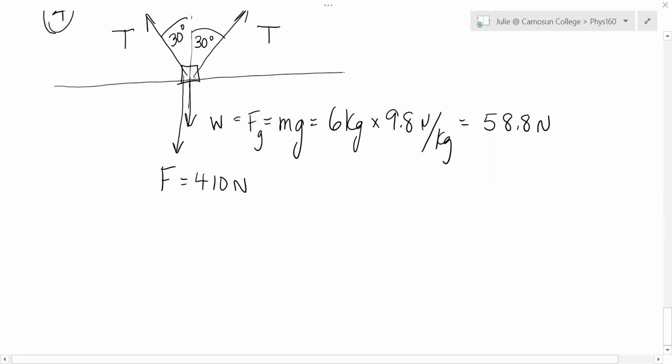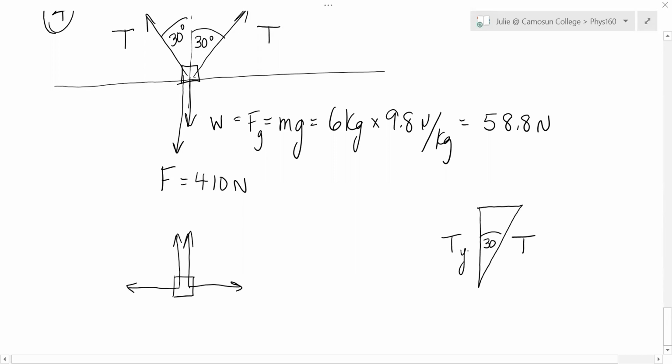There we go, this way. Now we could do a table, or we could just do up equals down. If you draw the components of those tension forces, we have the y components and the x components. Now, because that angle is 30, look at the triangle that you're working with. This is T, that's the hypotenuse. This is 30. This is Ty, and this is Tx. Now notice how Tx is opposite the angle, and so Tx would be T sine 30.